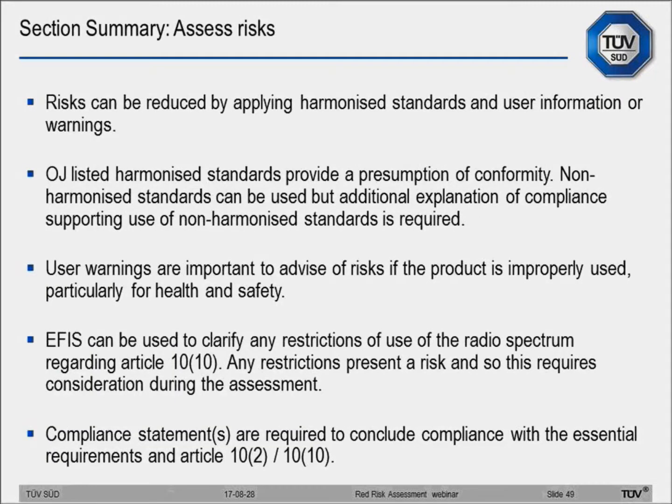Summarising what we have explored in this section, risks can be reduced by applying harmonised standards and user informational warnings. Official journal listed harmonised standards provide a presumption of conformity. Non-harmonised standards can be used, but additional explanation of compliance supporting the use of non-harmonised standards is required. User warnings are important to advise of the risks if the product is improperly used, particularly for health and safety.